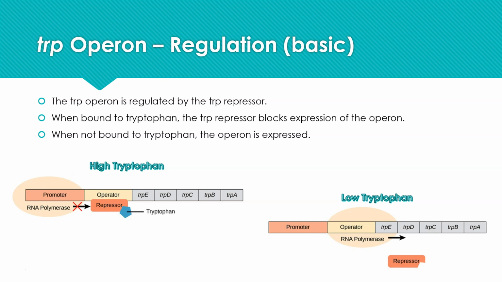So this is the difference between what happens at high levels of tryptophan versus low levels of tryptophan. And it's also how the repressor gets in there and has an impact on whether or not transcription does or doesn't happen. So that trp repressor is really important, and it's also really important to understand what's happening when there are high levels of tryptophan versus when there are low levels of tryptophan.